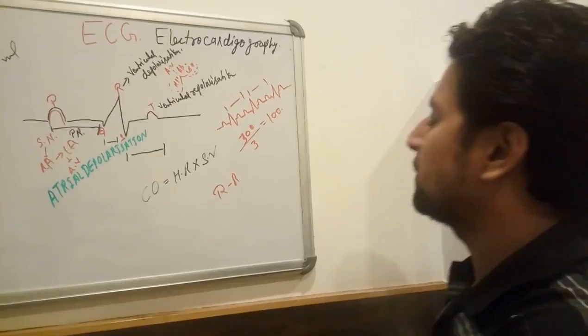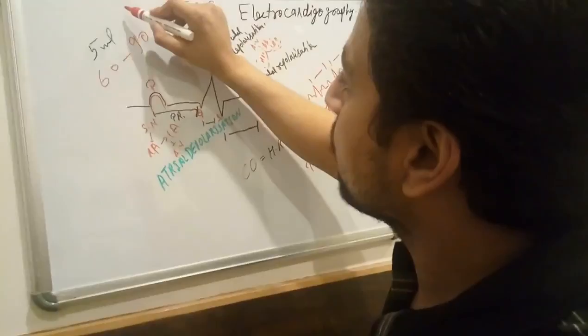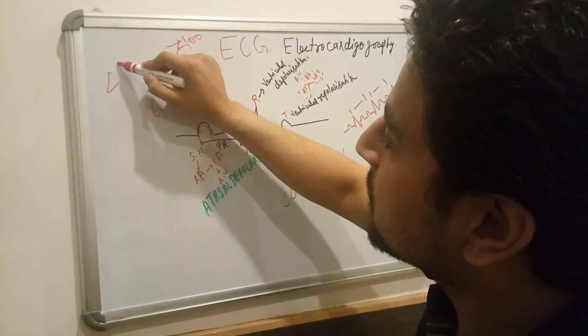Normal heart rate is 60 to 90, but above 90 or above 100, more than 100, it's known as tachycardia. Less than 60, it's known as bradycardia. Bradycardia, my dear friends, bradycardia. So try to understand how to calculate.